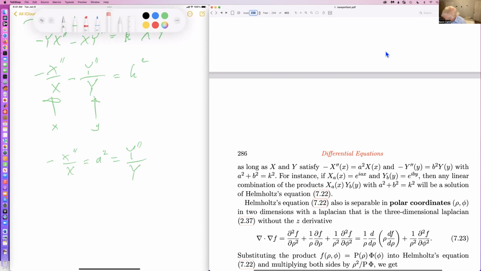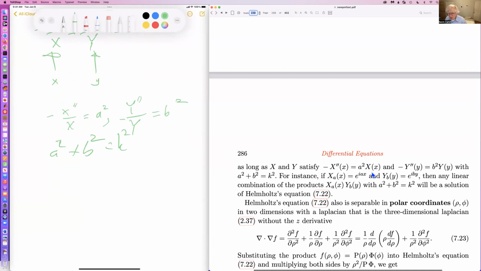No, actually, I'm sorry, I was going a little too fast there. So let me go back to green. Minus y double prime over y is equal to b squared. And now what we want for this equation is a squared plus b squared is equal to k squared. So that's basically how this works.